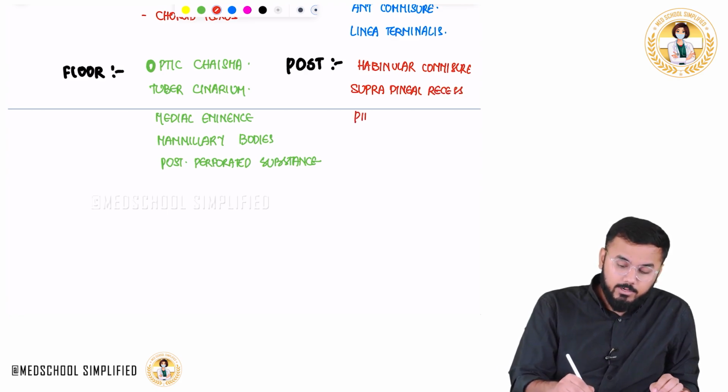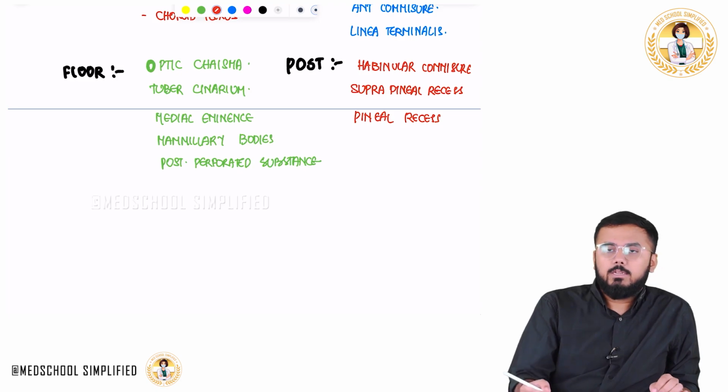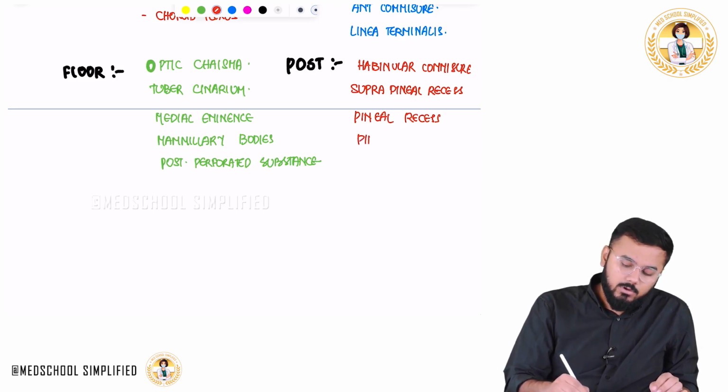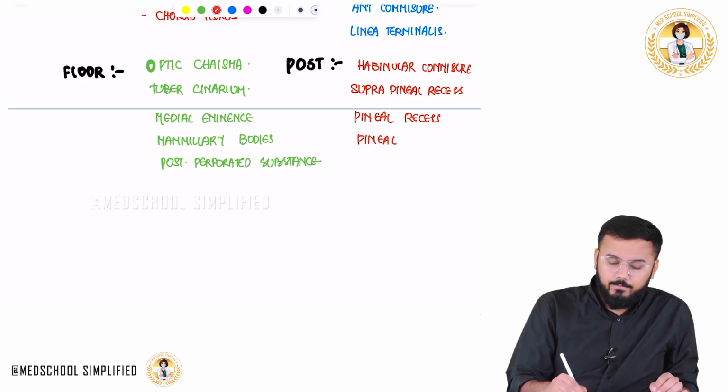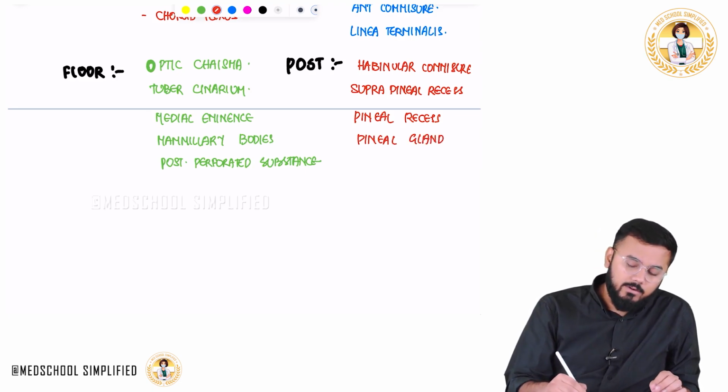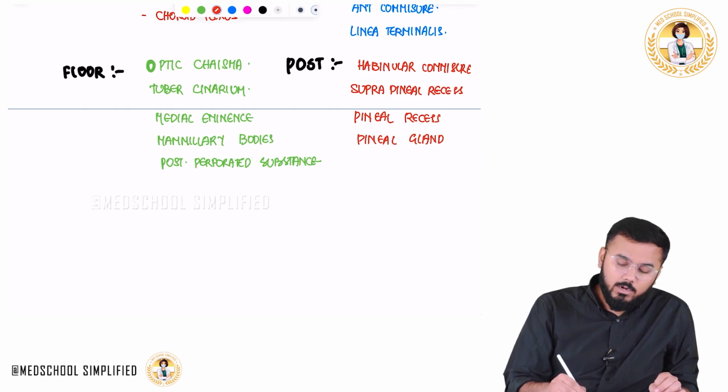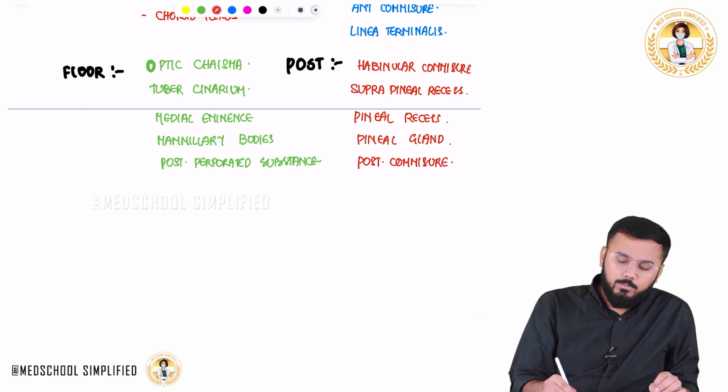Suprapineal recess, and after that you have got the pineal recess, and after that you also got the pineal gland. Down to that we have got the inferior lamina, and the inferior lamina has got what commissure here? We have got the posterior commissure.